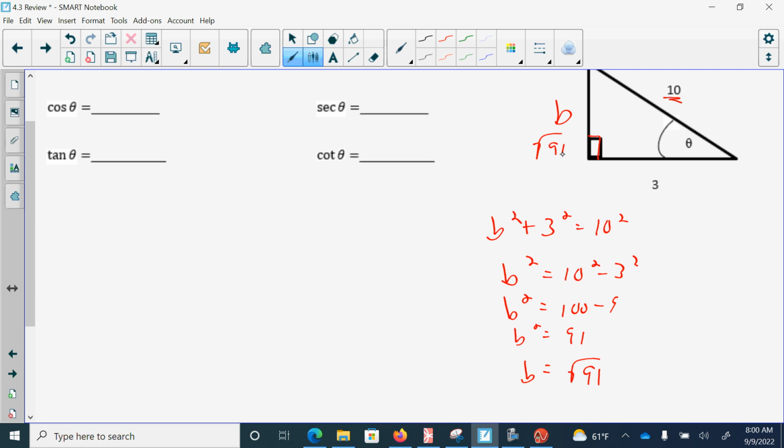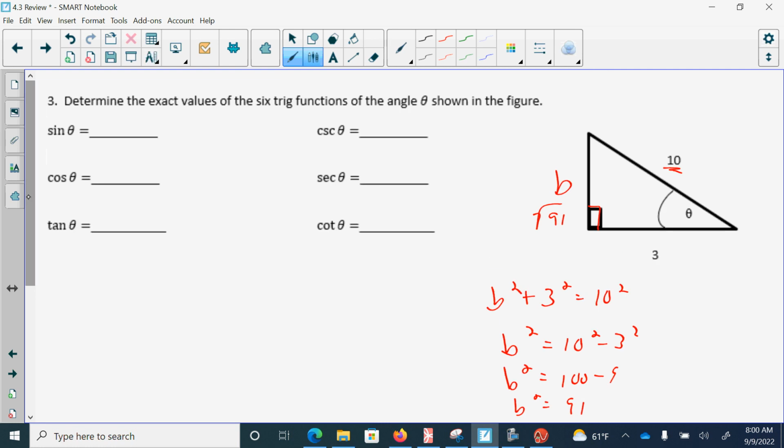Now when I go to find my 6 trig functions, I'm going to do the sine, which is the opposite. So the square root of 91, because now we're looking from this angle here, divided by my hypotenuse, which is 10. To find the cosecant, I'm going to take the reciprocal of that. So I'm going to have 10 over the square root of 91. Do not leave it like that.